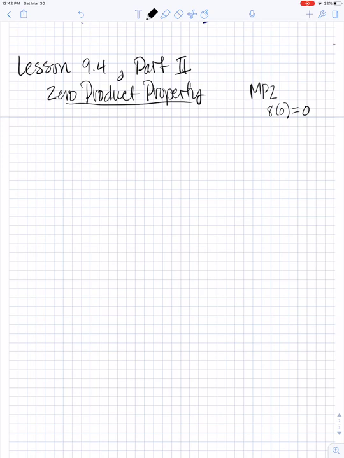So the zero product property allows us to say if we have something, we can go ahead and call it A, times something, let's just call it B for now. If we have A times B equal to 0, then what must that mean? Then either A has to be equal to 0 or B has to be equal to 0. And that's a super important property when we're trying to solve quadratics.